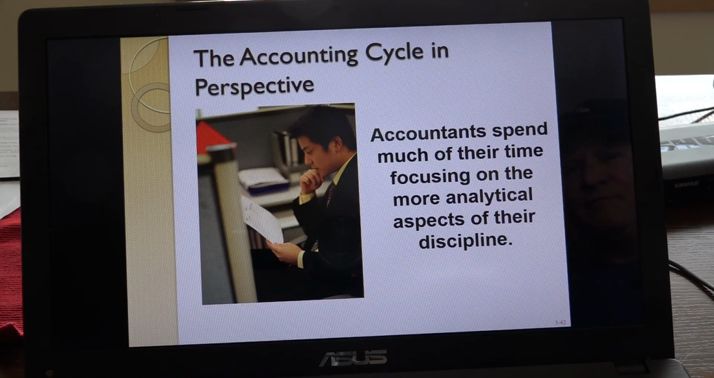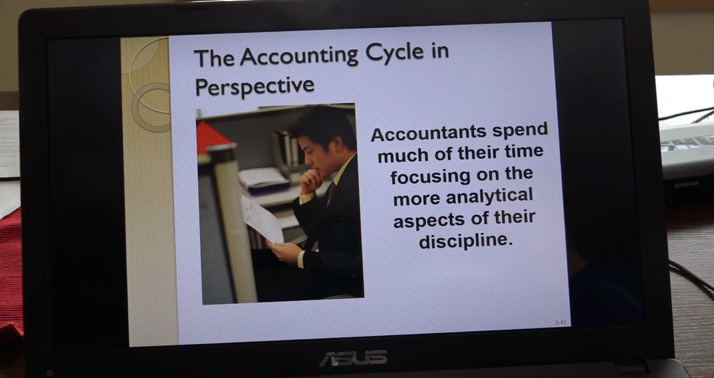Note that again, a lot of this is bookkeeping, right? And while some of that may be done by the more junior accountants, what senior accountants do is they spend much of their time focusing on the analytical aspects rather than the bookkeeping aspects. But the bookkeeping aspects are still important.